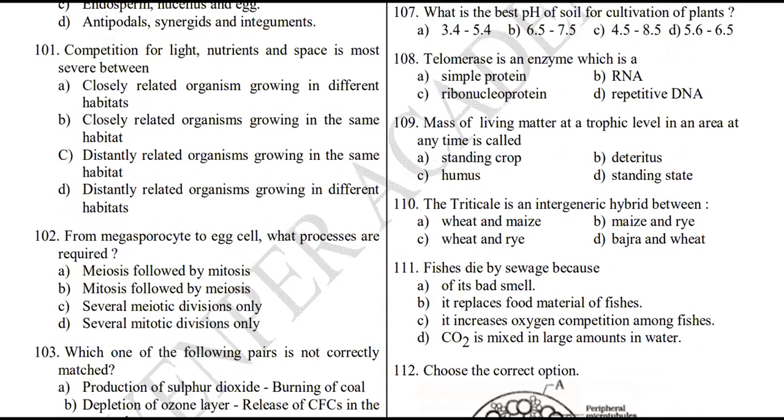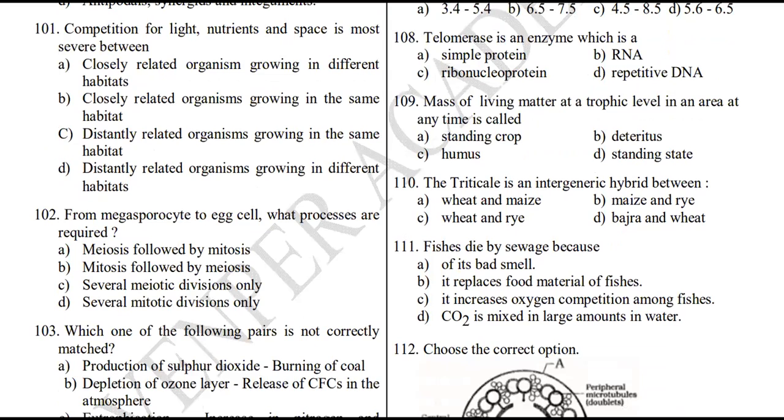Competition for light, nutrients, and space is most severe between which of these things? Suppose there's going to be a competition between two people, and there's one trophy and they are competing for that one trophy. Which means there is a need for that one trophy by two people. The same way, if animals want light, nutrients, and the same space, then closely related animals want the same things. Specifically, if they are living in the same area, they want the same kind of food, the same kind of habitat, the same kind of light. Then only the competition arises. So closely related organisms living in the same habitat is going to be the answer. So the answer is going to be option B.